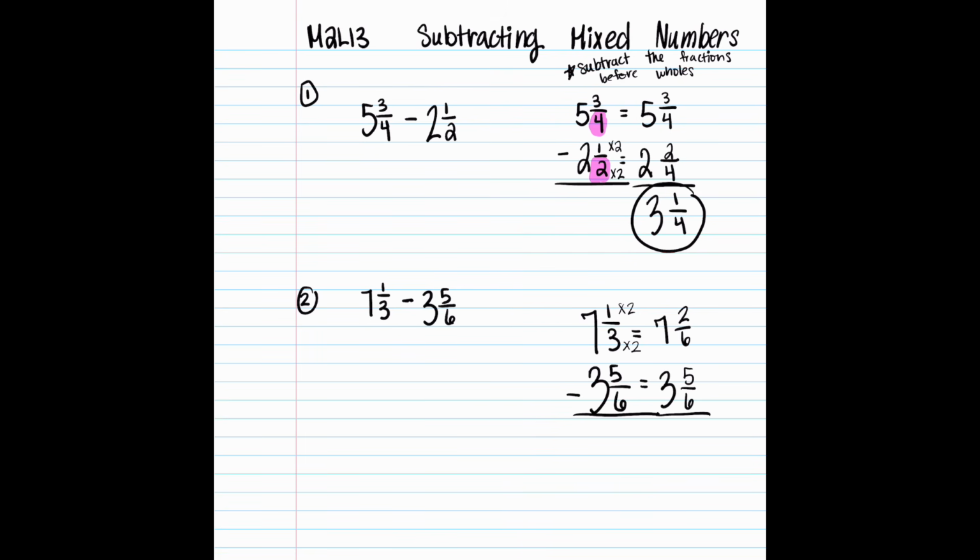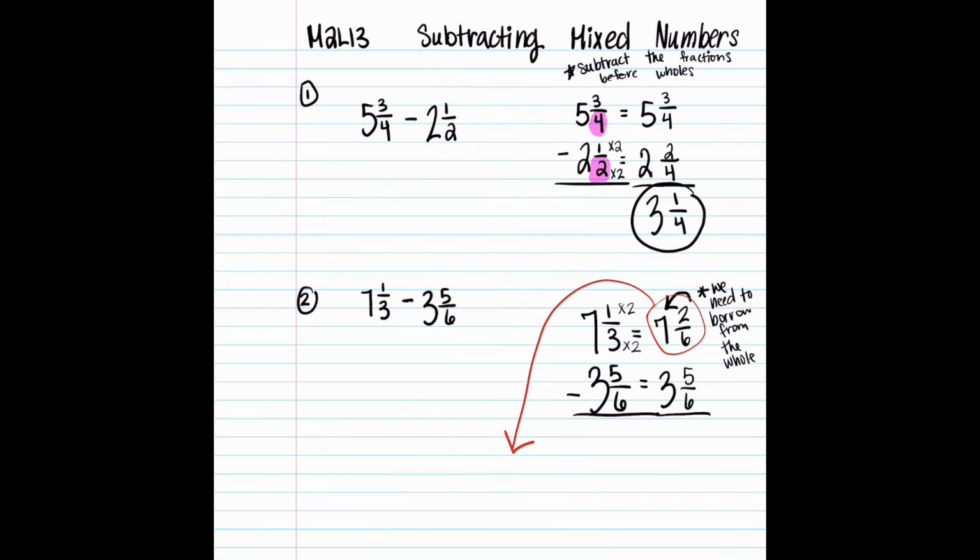Okay, let's look at this. Like I said earlier, it's important we do that smaller spot because we might have situations like this where I'm going to have to borrow from my whole number. So I'm going to put a little star here that says we need to borrow from the whole. Okay, so I'm going to go ahead and just circle this right here.